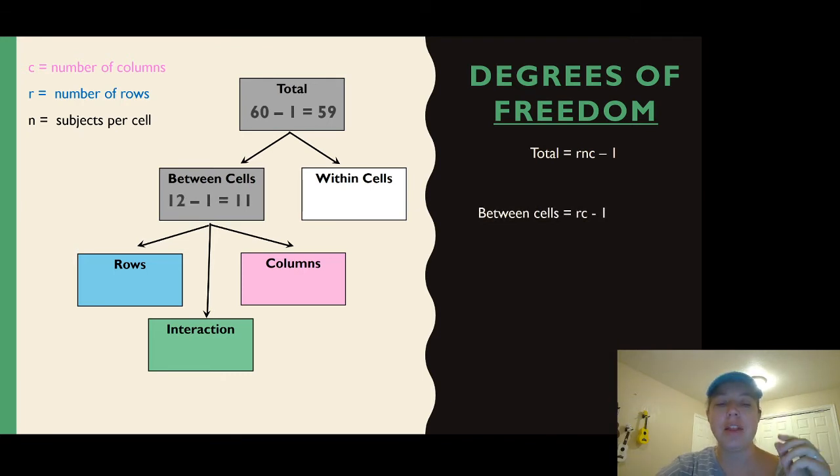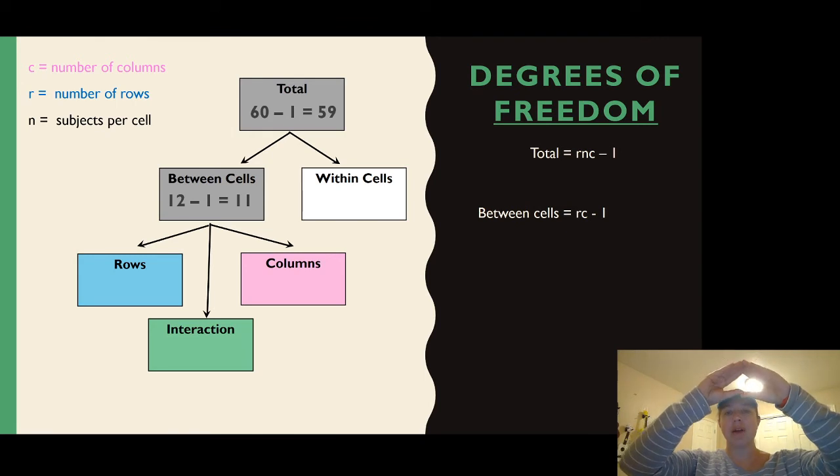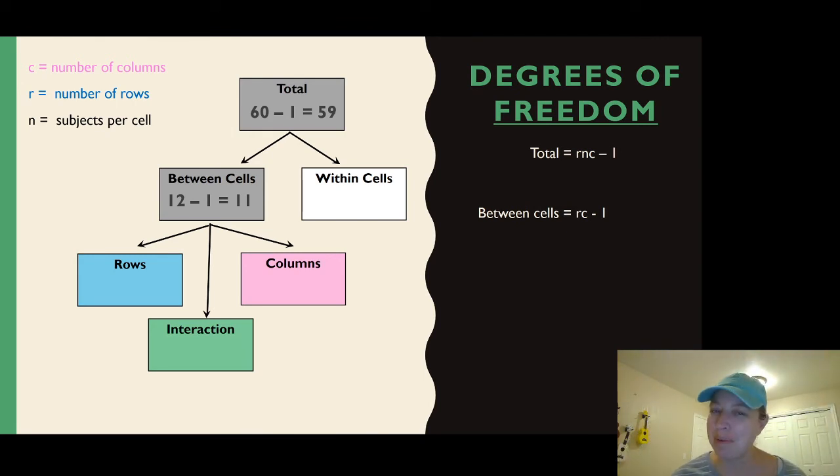Between cells degrees of freedom is the total number of cells minus 1. Number of cells is rows times columns. Number of rows times number of columns, minus 1. 4 rows, 3 columns, that's 12 cells, minus 1 is 11. Our between cells degrees of freedom is 11. So if we start with 59 at the top and we branch to 11, then what's that white box got to be? We got to add up to 59. 11 plus what is going to give us 59? 48.